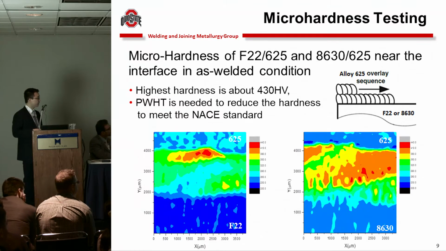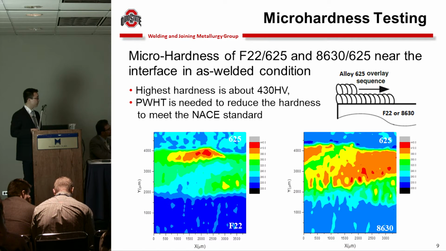A hardness test was done. This is the hardness map of the as-welded samples. The highest hardness is up to 430 HV, so definitely we need to do post-weld heat treatments to reduce the hardness, right? And some part of the heat-affected zone has much lower hardness than this. This is because of the tempering effect during the multiple-bead welding process. The later beads will temper this region to reduce the hardness.